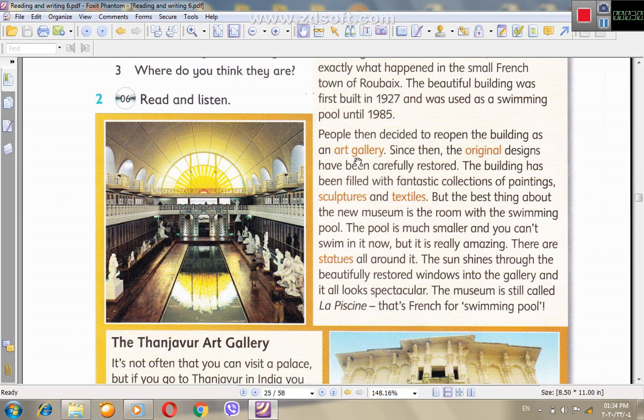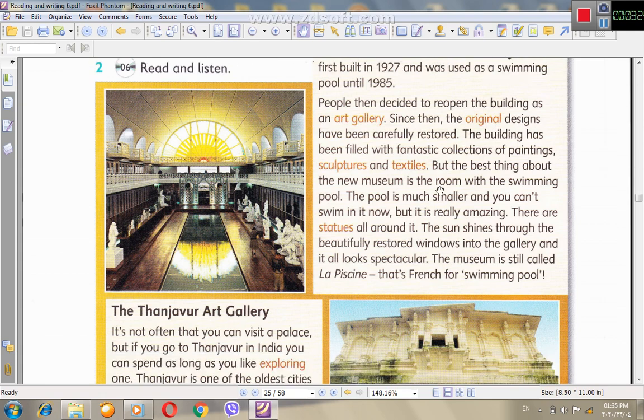Then another highlighted word, art gallery. What does art gallery mean? It's a place, or we can say a museum, with paintings, sculptures and other artworks. It means it's full of artworks. Original means something at first, or earliest things, primary things. And sculptures, what does sculpture mean? Sculptures are artworks made from wood, stone or metal.